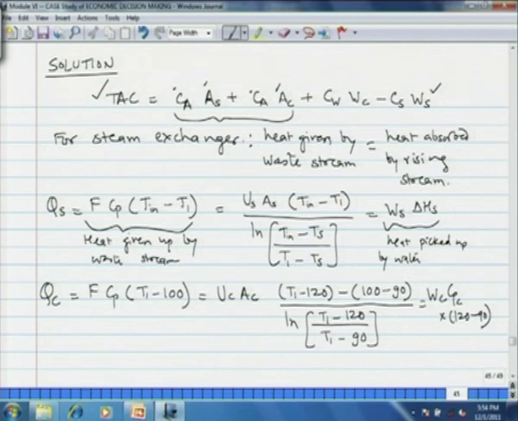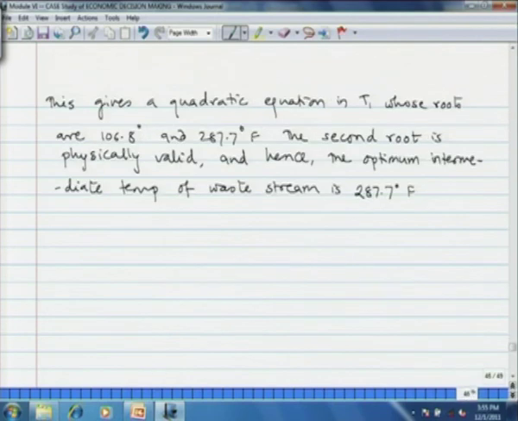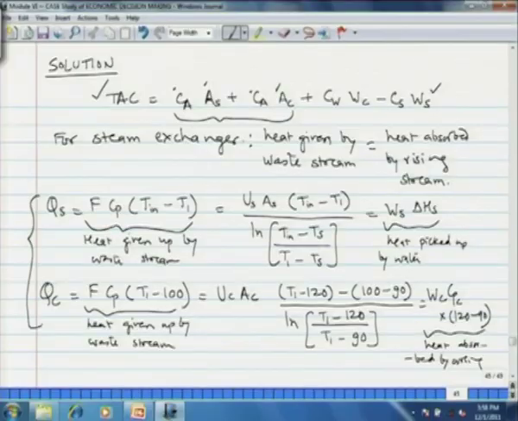Then the next exchanger. Here again, F into Cp into (T1 minus 100) is the heat given up by the waste stream. The exit temperature of the waste stream is taken to be 100 degrees Fahrenheit, and again in terms of LMTD and overall heat transfer coefficient, it should be Uc into Ac into the LMTD, (T1 minus 120) minus (100 minus 90) over the log term. This is the heat absorbed by cooling water: the cooling water flow rate into the heat capacity into (120 minus 90), the temperature rise of cooling water.